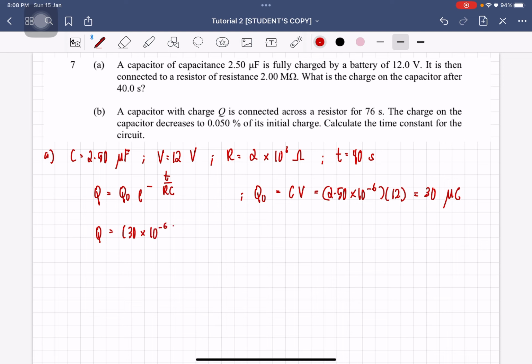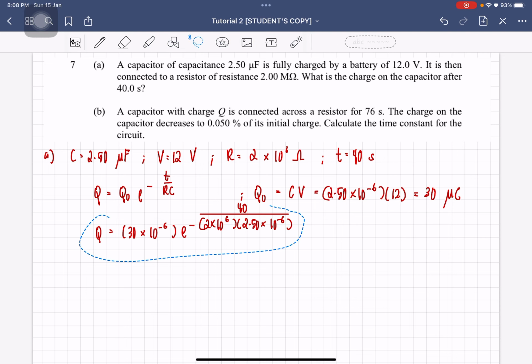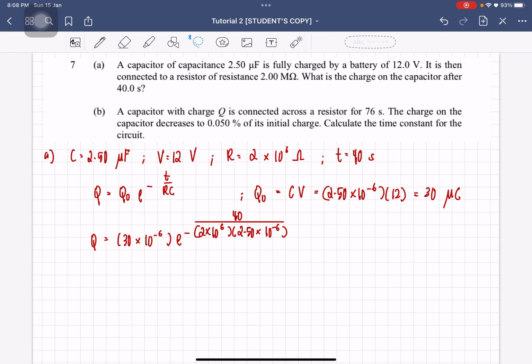10 to the negative 6, e to the minus t, where t is 40. R is 2 times 10 to the power of 6, which is mega. And then this is 2.5 times 10 to the negative 6, over the time, which is 40 seconds. Just going to put it a bit down here. So when you calculate, you will get the amount of charge after 40 seconds is 1.01 times 10 to the power of negative 8 coulomb.